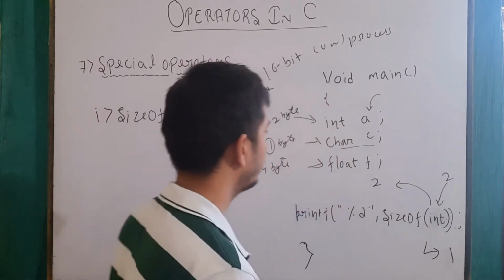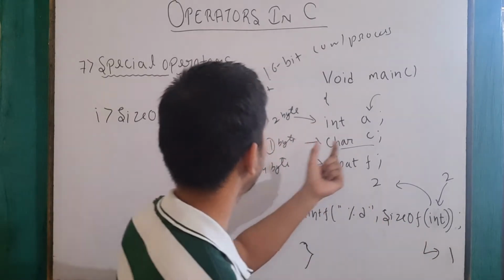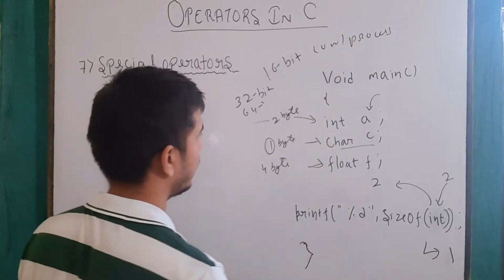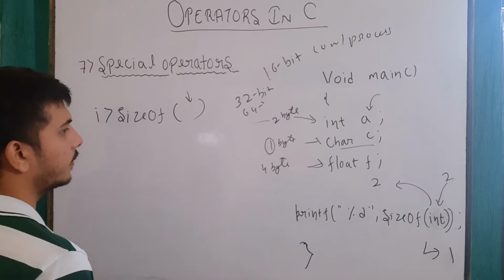That's how we use the sizeof operator, to know the size of a variable, a constant or a data type, or we can say even for an array. This is how we use sizeof.